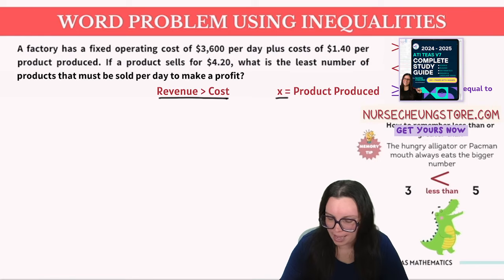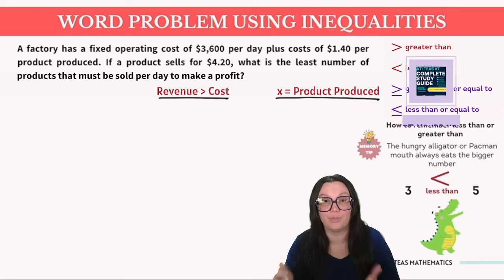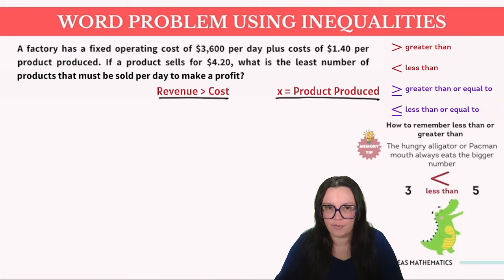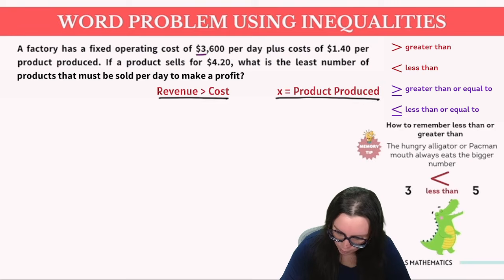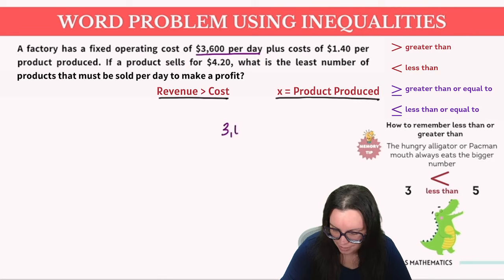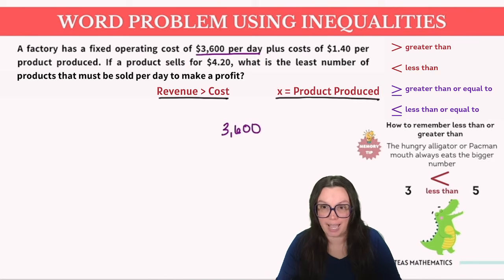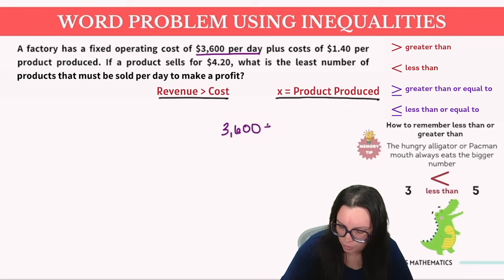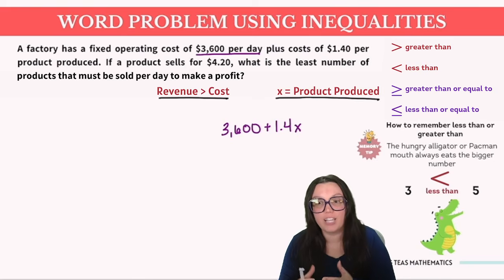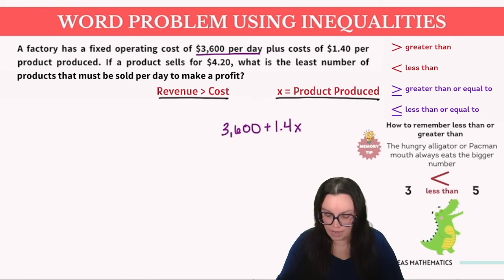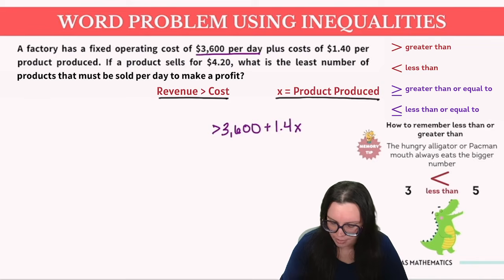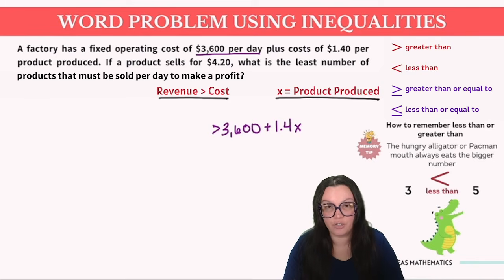Now we need to create an inequality for this. So we already know that X is going to equal our products produced. So for cost, there's a fixed cost of $3,600 per day. So we're going to put that on our cost side. And we know that we have to have a cost of $1.40 times X for each product that we're making. So now we've got our revenue is greater than $3,600 plus 1.4x. That's how much it's going to cost us to make these products.